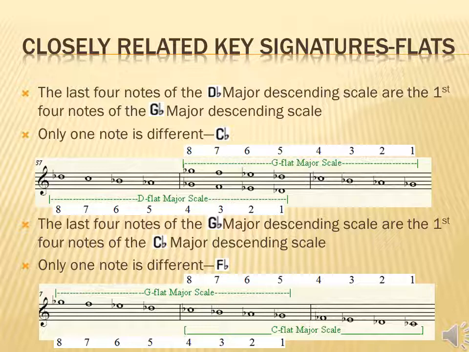Let's look at the G flat major scale and the C flat major scale. We have the G flat major scale, and we have the C flat major scale. The last four notes of the G flat major descending scale are the first four notes of the C flat major descending scale. Only one note is different, F flat.